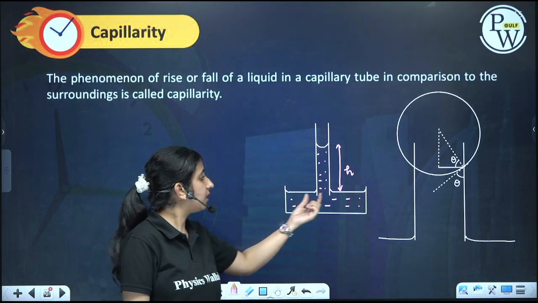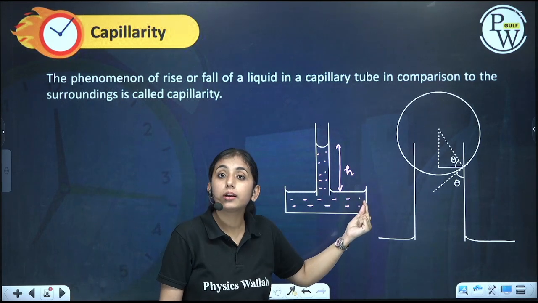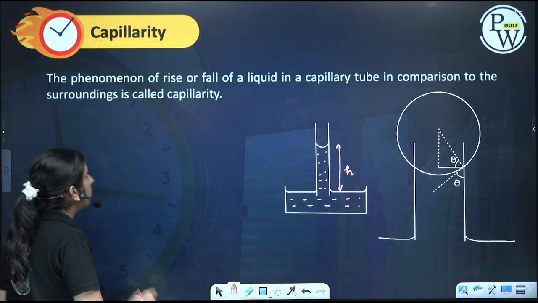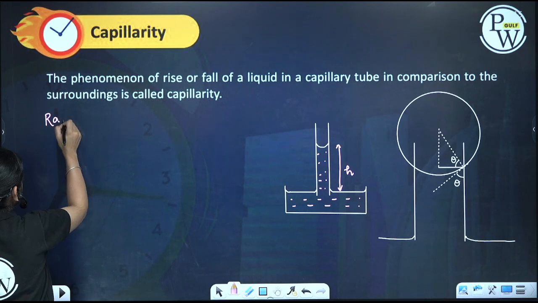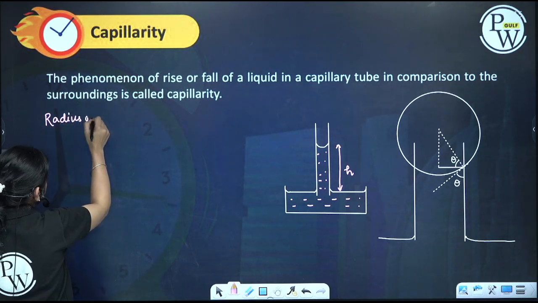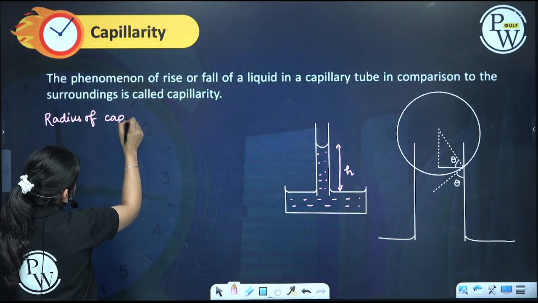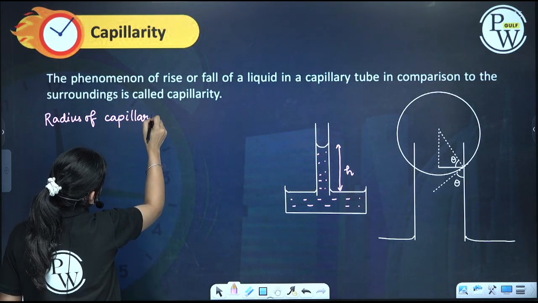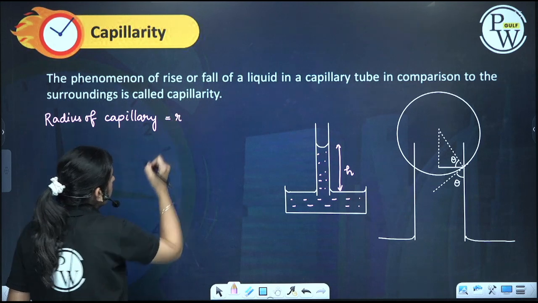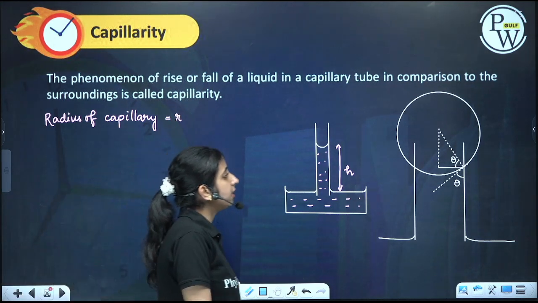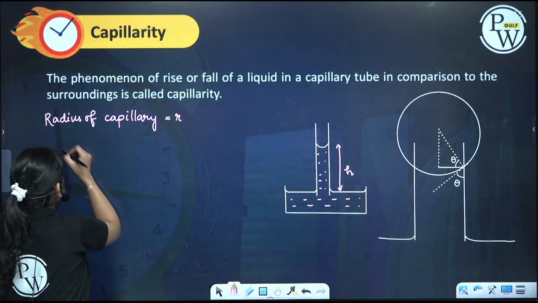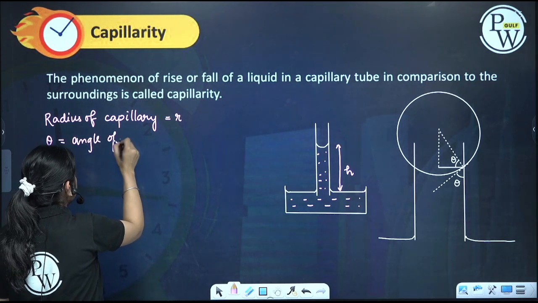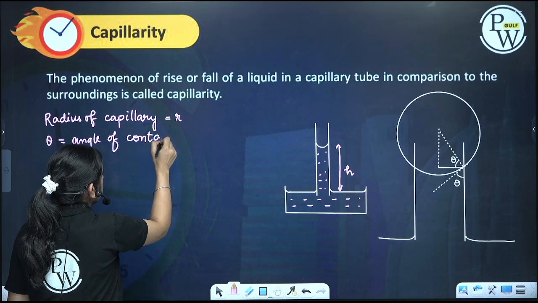So let us take that the angle of contact is an acute angle. The meniscus is a concave meniscus. We dip the capillary, the radius of the capillary is small r, and theta is the angle of contact.